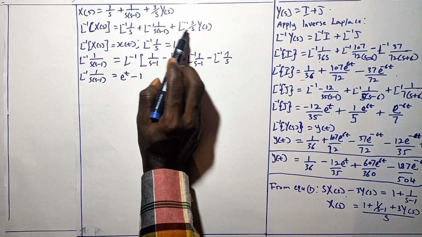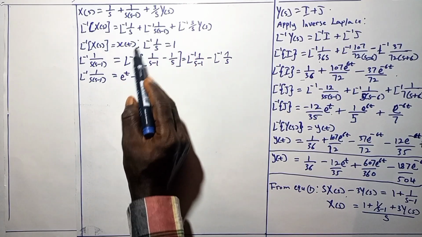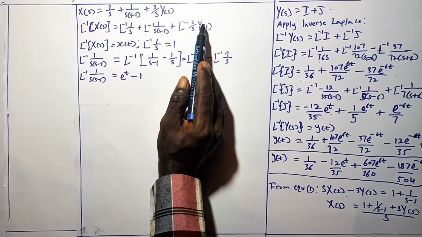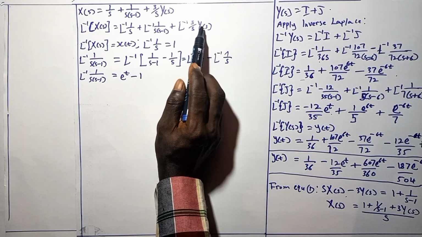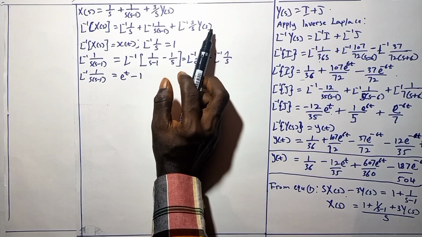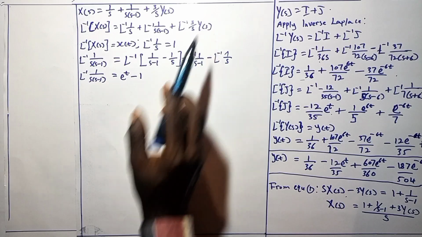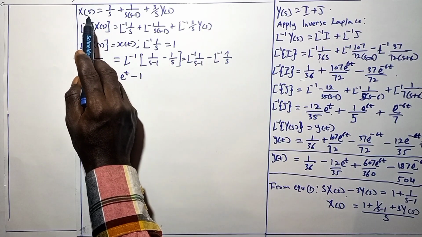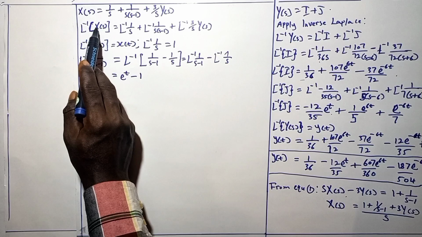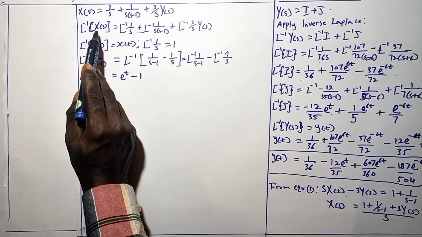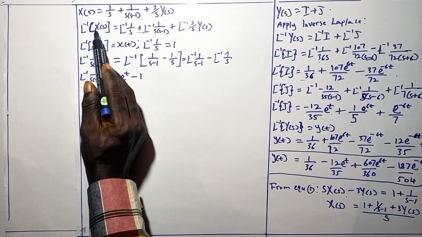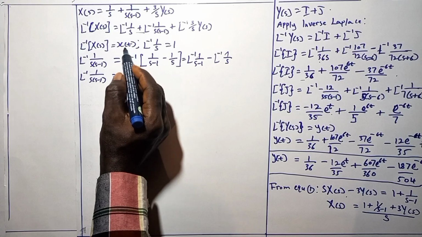We can't take the inverse Laplace of this straightforwardly as it is because we have y of s. We need to insert our value of y of s during our first operation. So let's come back to this junction where we take our inverse Laplace, then insert it. So inverse Laplace of x of s, we say this is x of t.